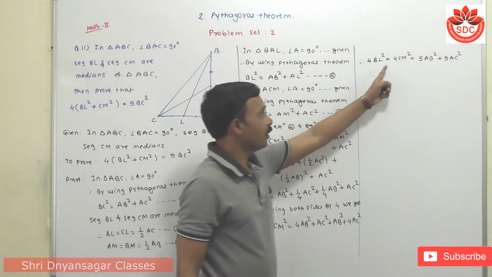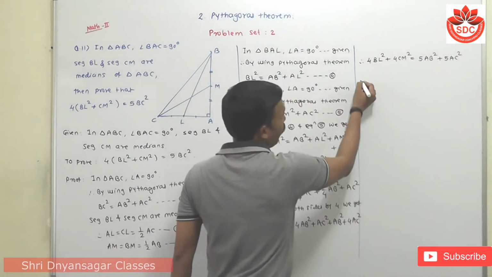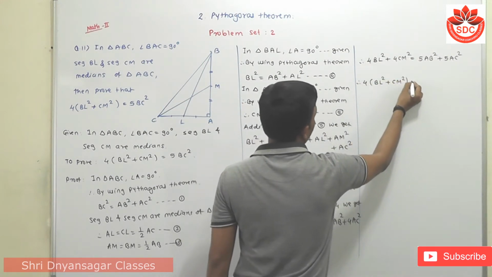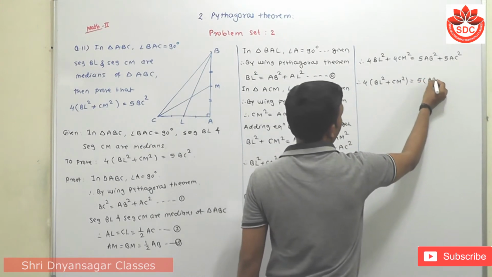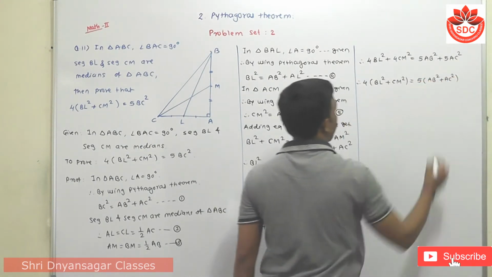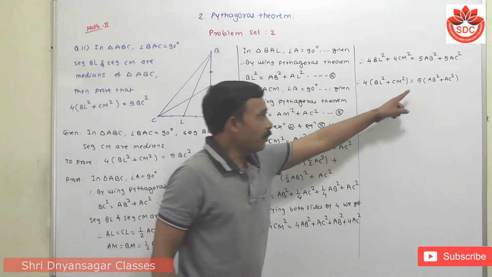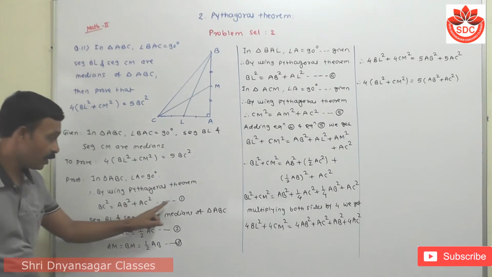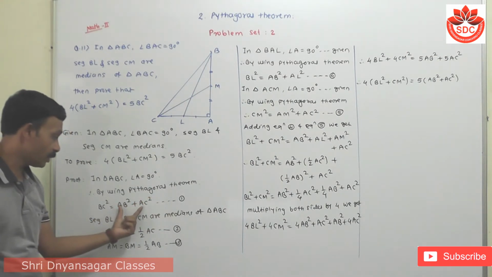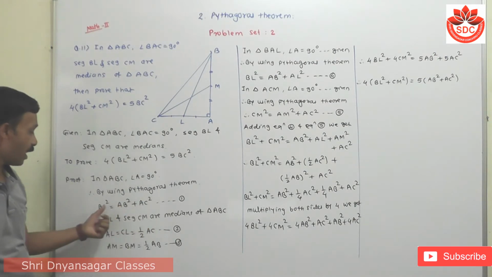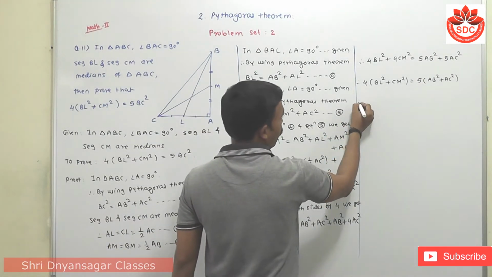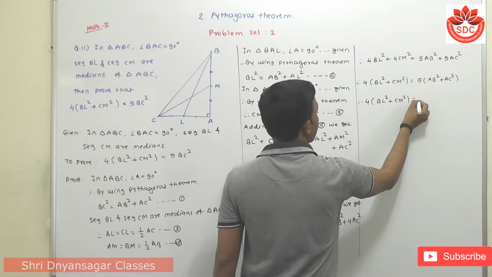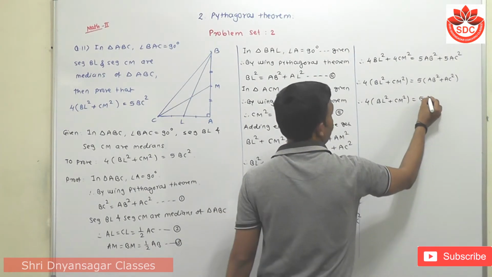Student, we take common 4 here and 5 here. Then we get 4(BL² + CM²) = 5(AB² + AC²). Now, AB² + AC² is BC². By using equation first, we substitute the value of AB² + AC² as BC². Into this equation we get 4(BL² + CM²) = 5 into how much? BC².